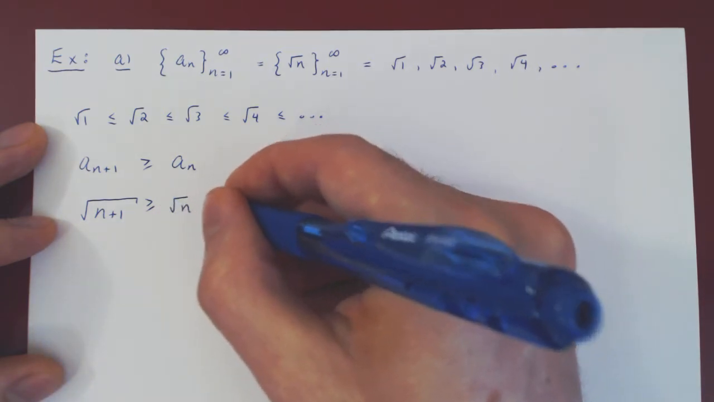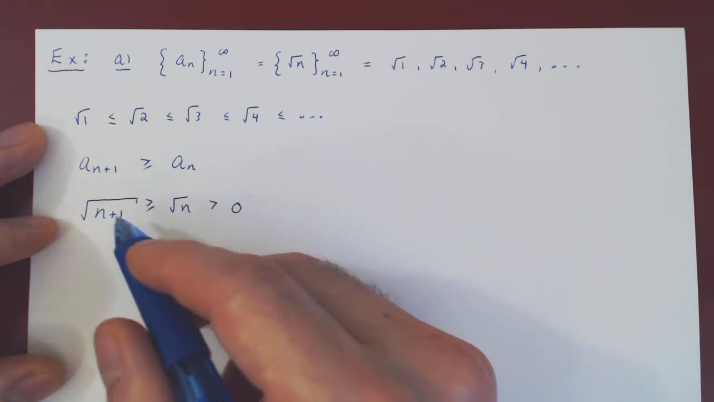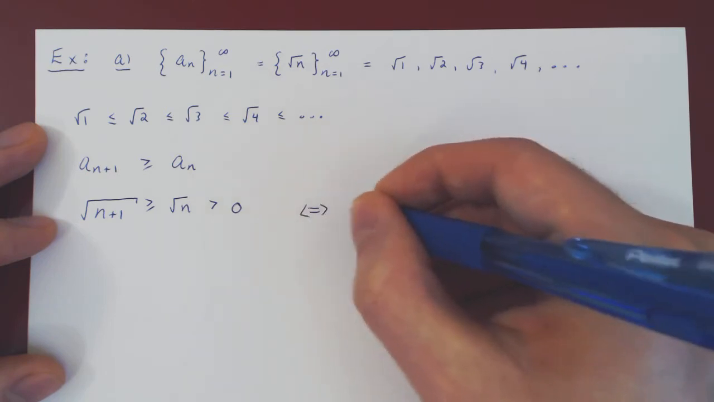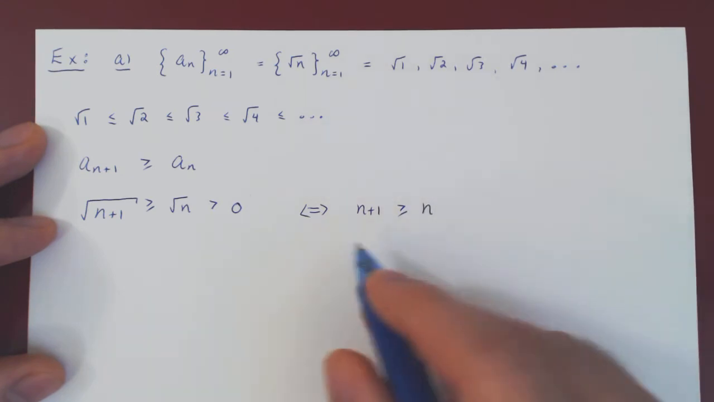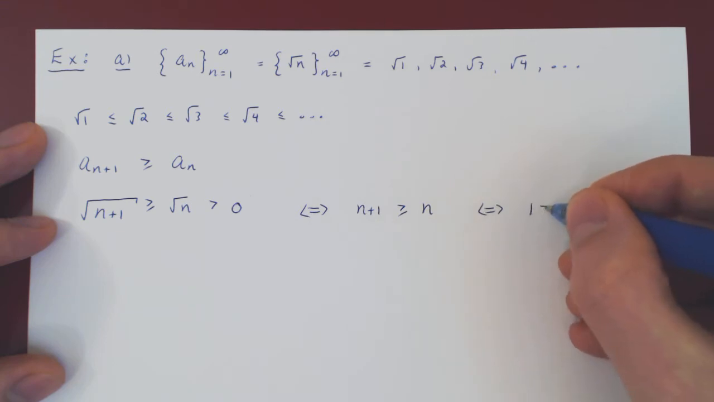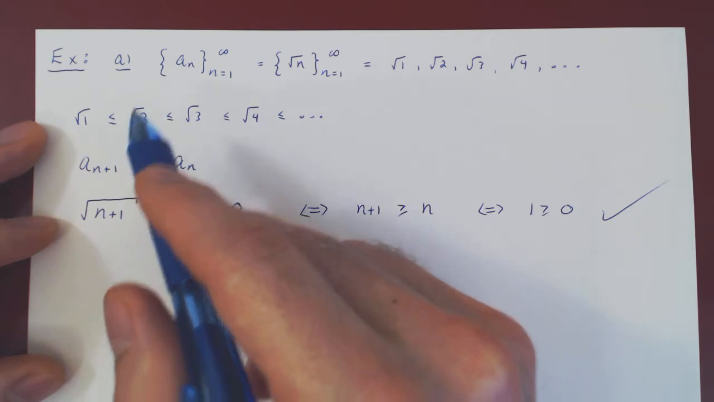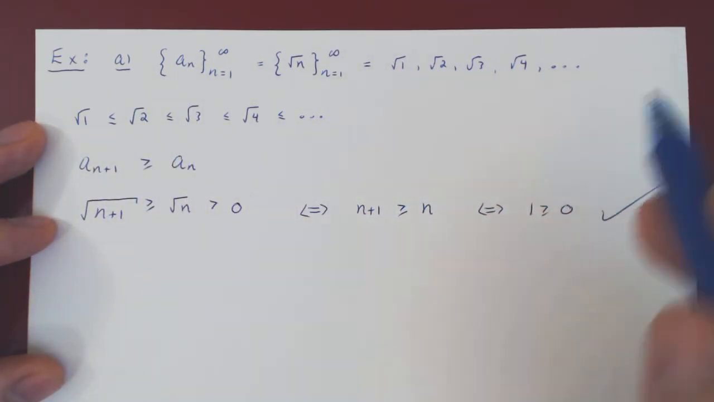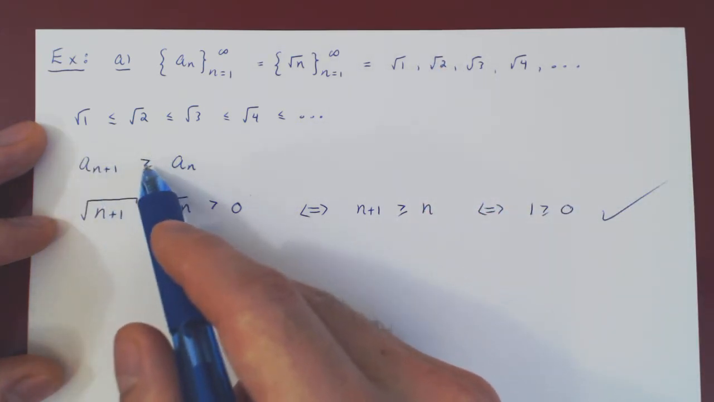Both are non-negative, and the square function is increasing, so if we square both sides, then we'll have that n plus 1 is at least as big as n. And this is clearly true. If you subtract n on both sides, this is the same as saying that 1 is at least 0. Check. So indeed, our sequence is monotonically increasing. The terms are getting larger and larger as we move along every step of the sequence. An plus 1 is always at least an.